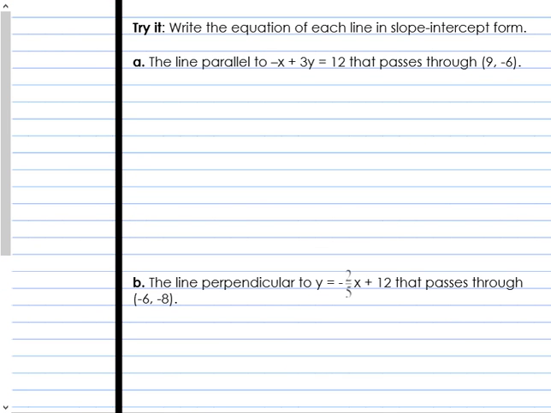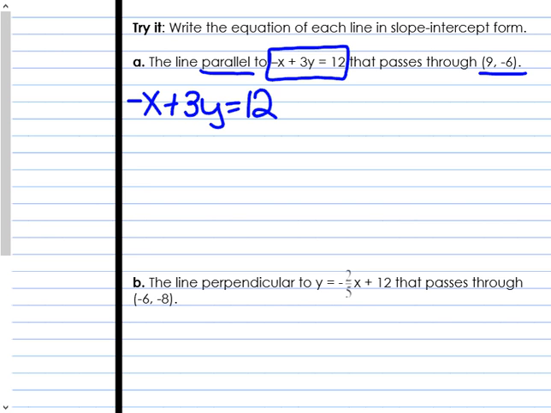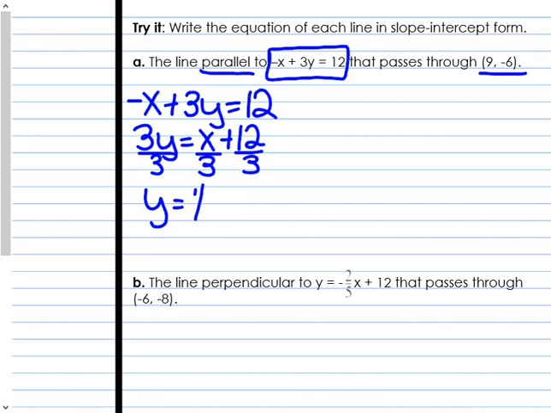Next problem. Write the equation of each line, again, in slope-intercept form. It needs to be parallel to this line, and it's going to pass through 9, -6. The first thing you need to do is get the equation that they give you into slope-intercept form so it's easier to work with. So -x plus 3y equals 12. The first thing I'm going to do is add an x to both sides. 3y equals x plus 12. Y is still not by itself, so I'm going to divide each term by 3. Y equals 1/3 x plus 4.